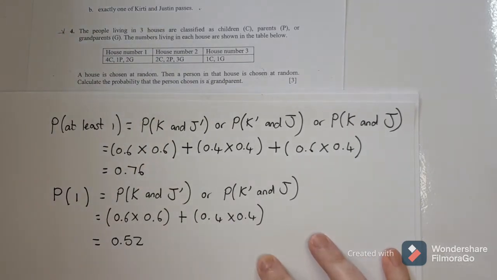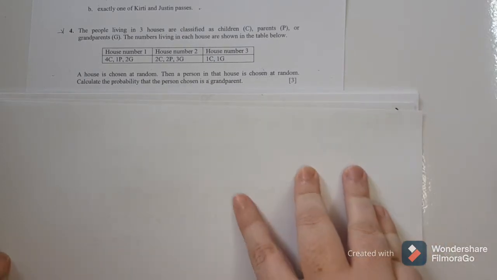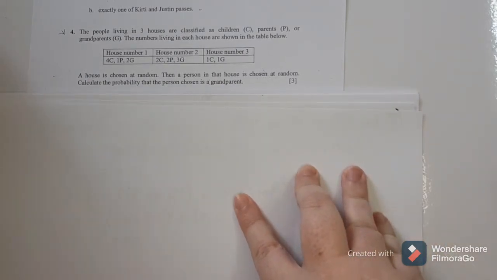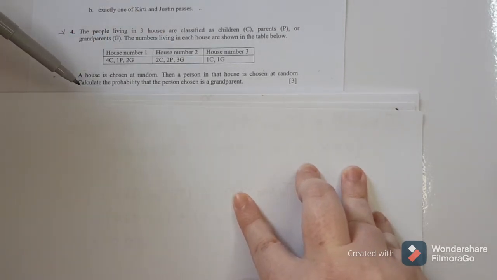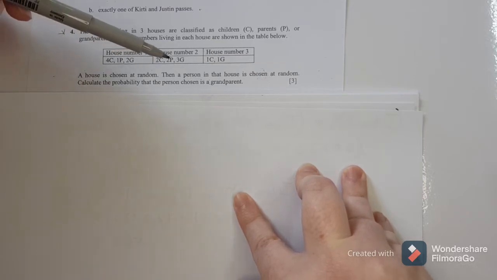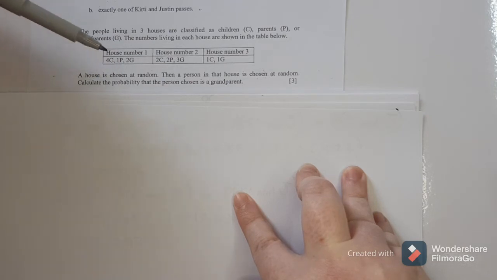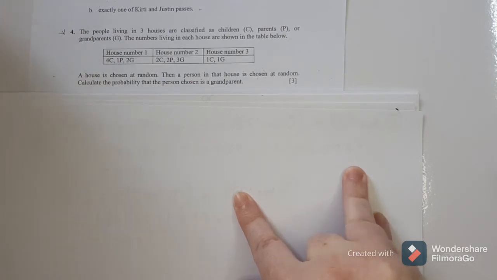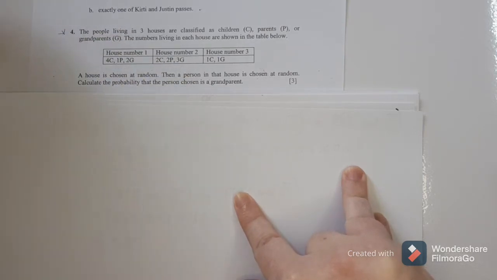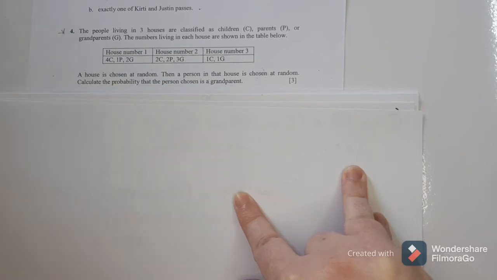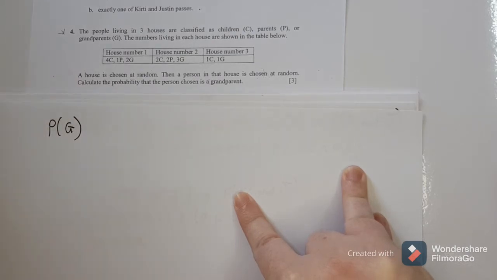Okay, the next one, we now have 3 different houses, and in each house, all the people living there are classified as children, parents, or grandparents, and they give you the number of each in each house. Now they say a house is chosen at random, and then a person in that house is chosen at random. So now we need to calculate the probability that the person chosen is a grandparent. So we want just grandparents, but we also have the added probability of choosing the house.